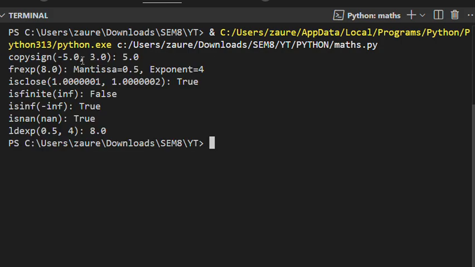So copysign of -5 and 3 is 5, because we take the absolute value of x, 5, multiplied by the sign of 3. For frexp(8), the mantissa is 0.5 and the exponent is 4. Then we check isclose for the two numbers within the range of 10 to the power -6, and we get output True because yes, these are within the range. Then we check isfinite of inf, and its output is False. isinf of minus inf, its output is True because yes, it is positive or negative infinity. Then we check isnan, and we get output True. Then ldexp is just the opposite of frexp. So when the mantissa is 0.5 and the exponent is 4, we get output 8.